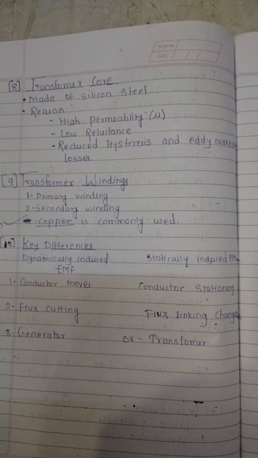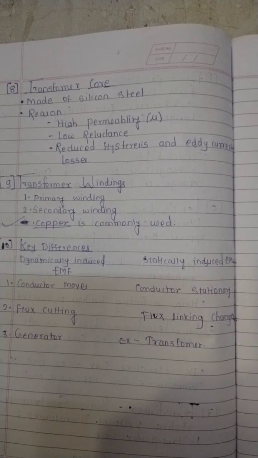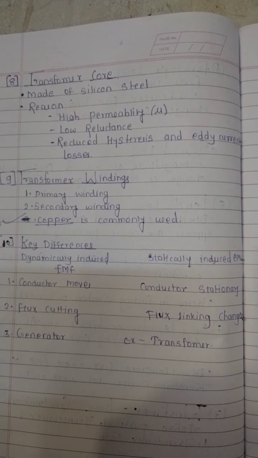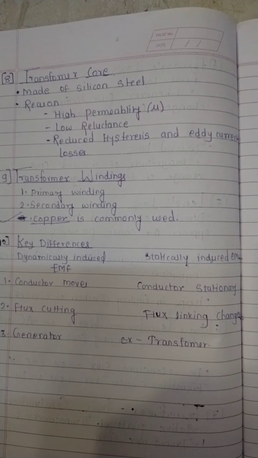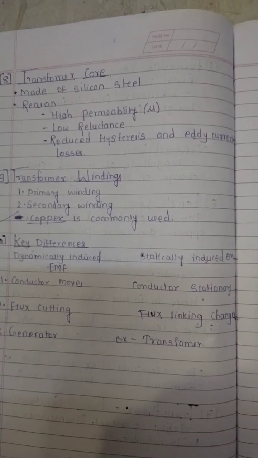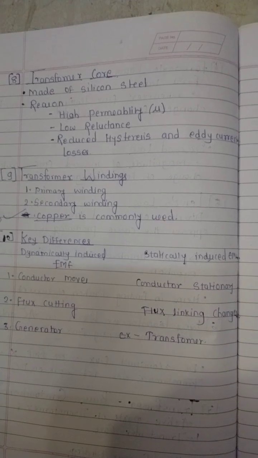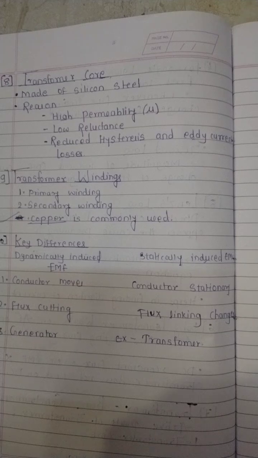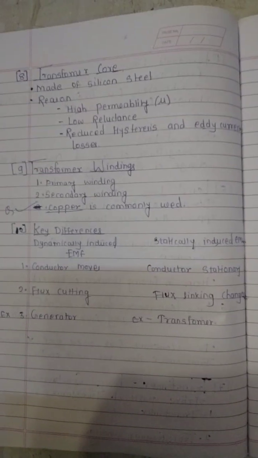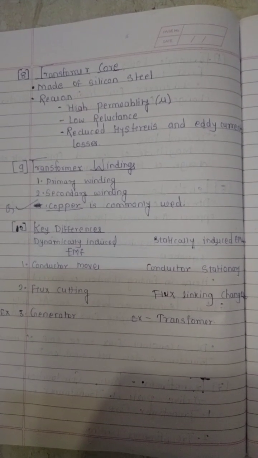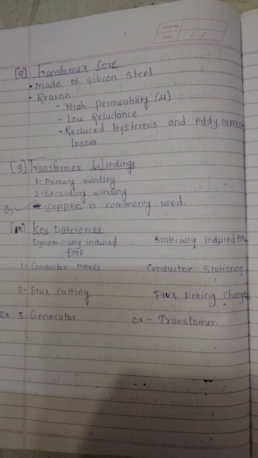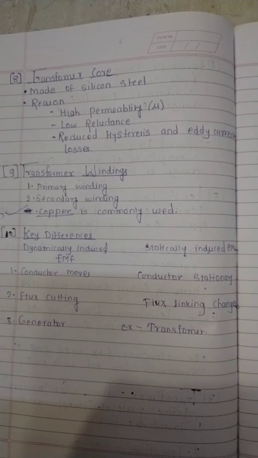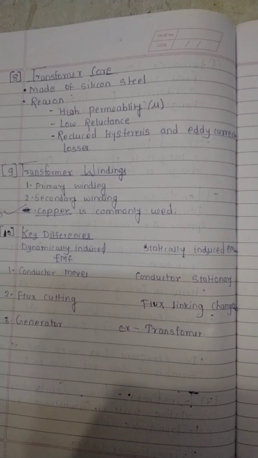Key differences: dynamically induced EMF and statically induced EMF. In dynamically induced EMF, the conductor moves, but in statically induced EMF, the conductor is stationary. Then in dynamically induced EMF, flux cutting takes place, but in statically induced EMF, flux linking changes. An example of the dynamically induced EMF is the generator, and that of the statically induced EMF is the transformer.